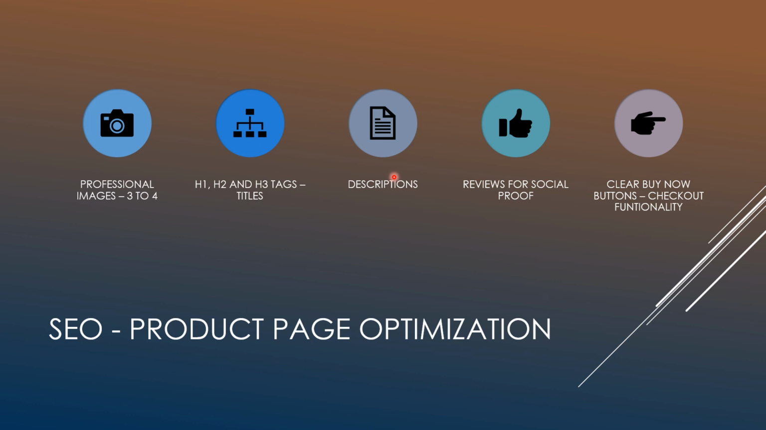Anyways, moving on, this is the second last slide where I want you to focus on SEO as well. So product page optimization, such as adding professional images to your products, using the right keywords in your H1, H2, and H3 tags, writing proper descriptions, and then adding some sort of social proof in the form of reviews, and clearly providing a call to action button will help you to improve your conversion rate. And they all are going to help you to increase your SEO and also rank your product pages.